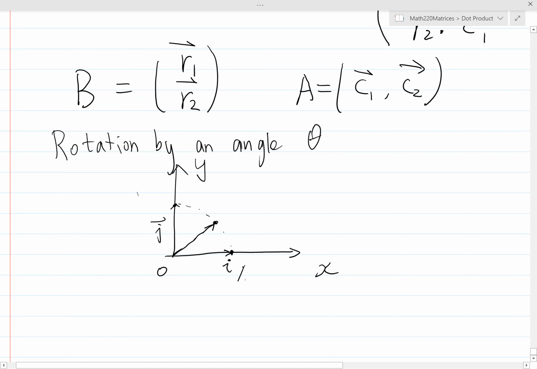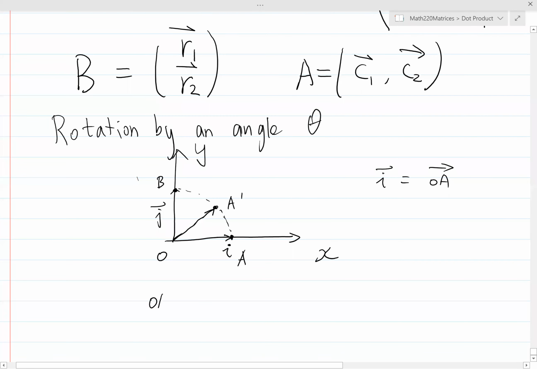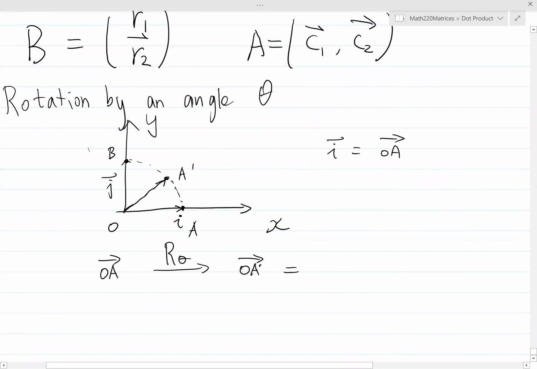So this is OA, this is A prime, and this is OB. I is the vector OA, and we rotate the vector OA by an angle theta, then we get the vector OA prime. So what do we know about the vector OA prime? How do we find the coordinates of OA prime?